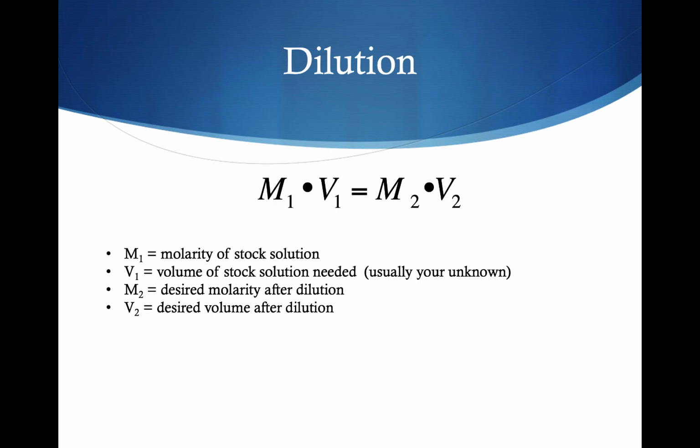There's an equation to represent dilutions. Here it is as M1V1 equals M2V2. M1 being the molarity of the stock solution, V1 being the volume of the stock solution that you need, M2, the molarity after the dilution, in other words, the molarity of the solution I want, and V2 is the volume of the solution after the dilution.